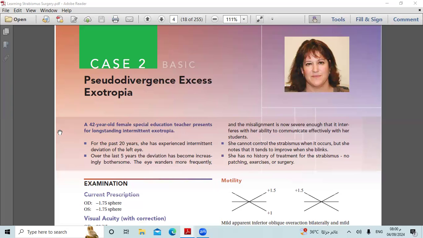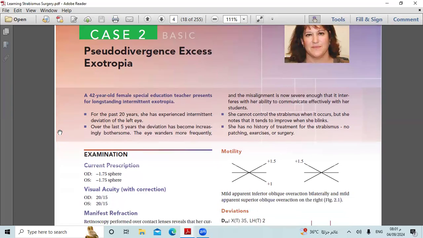The eye wanders more frequently, and the misalignment is now severe enough that it interferes with her ability to communicate effectively with her students. She cannot control the strabismus when it occurs, but she notes that it tends to improve when she blinks. She has no history of treatment for the strabismus, no patching, exercises, or surgery.